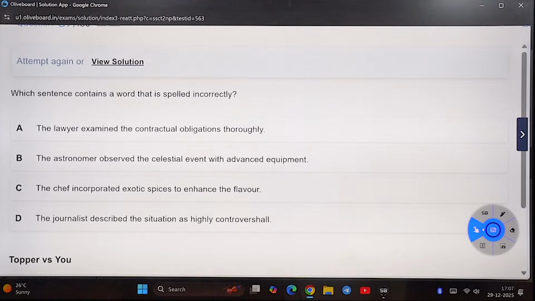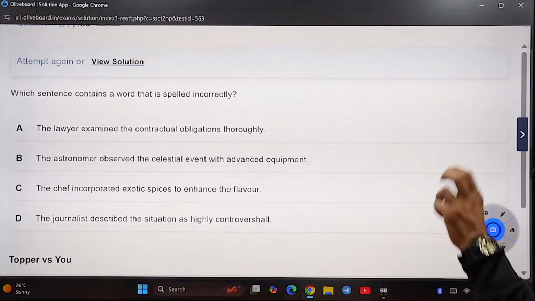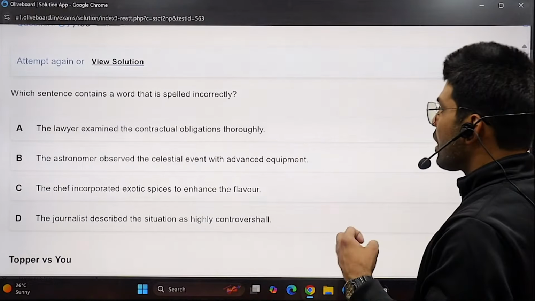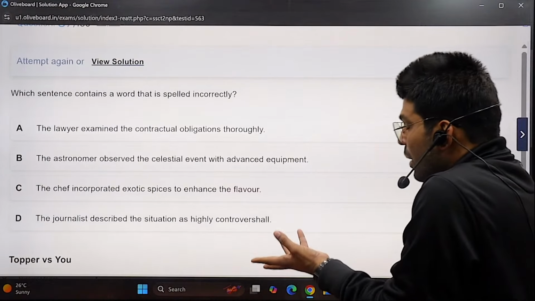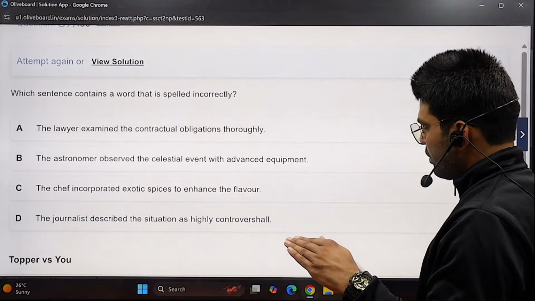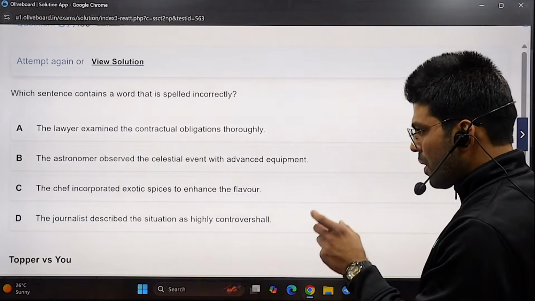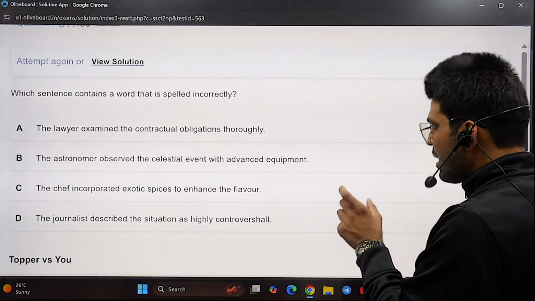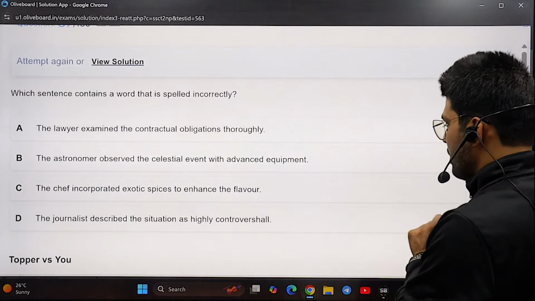Quick, everyone. Obviously, lawyer examined contractual obligations thoroughly. Astronomer observed celestial event with advanced equipment.